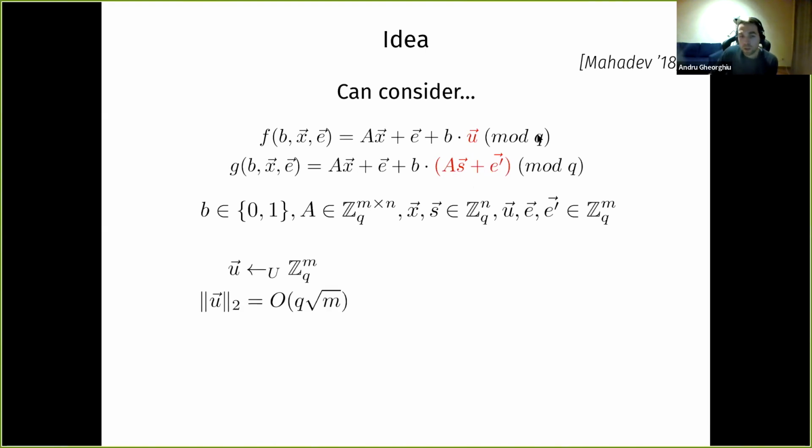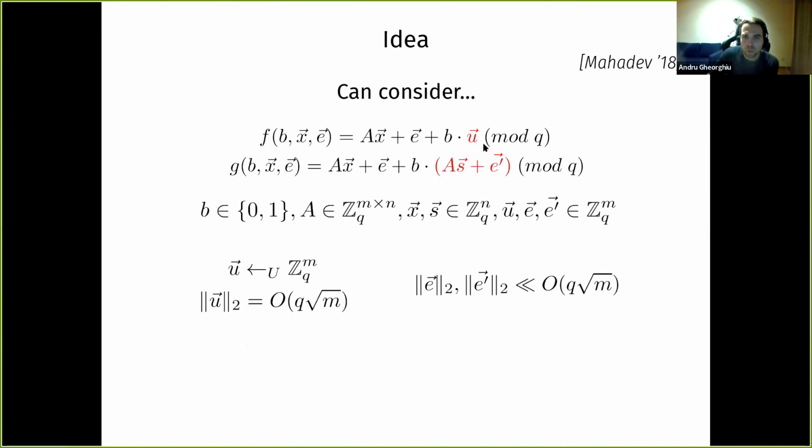Now the idea is to think of this u vector as a uniformly random vector with components modulo q, whereas this other vector we can see as a vector of the form As plus e'. You should think of both this e vector and this e', which I'll call error vectors, as having very small norm. In particular, the norms of these two vectors should be much smaller than the norm of this u vector. If this is the case, it means that this As plus e vector is very close to the image of the matrix A, whereas the uniform vector in general will not be close to the image of the matrix.